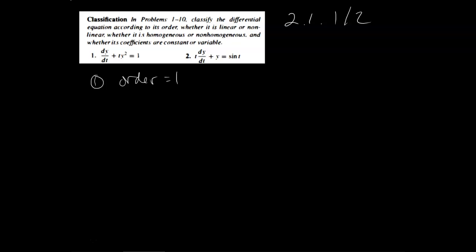So for the first problem, the derivative is okay. But notice there's a y squared. I actually don't mind that there's a t involved because that's the independent variable, not an issue. But y squared, well, y, being our dependent variable, shouldn't have anything happening to it that would be nonlinear. So squaring is nonlinear, and so this is a nonlinear equation.